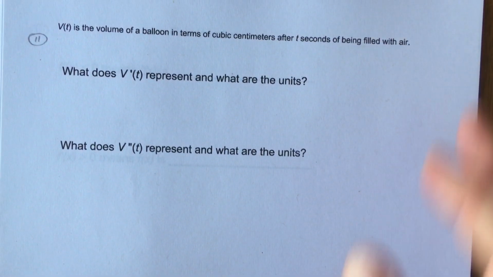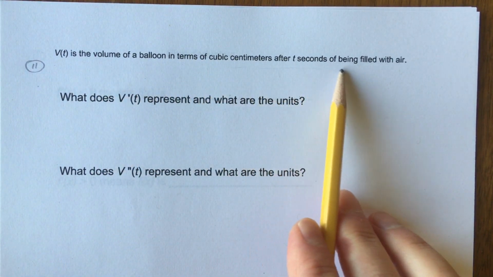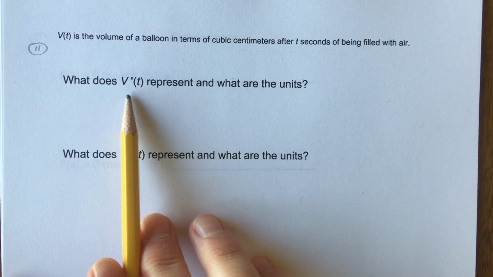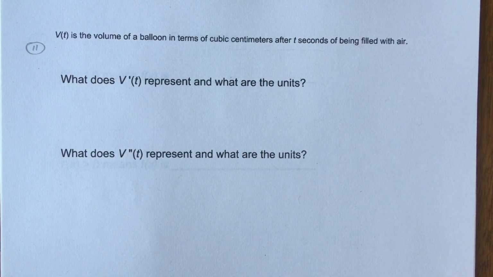Next, we've got V of t is the volume of a balloon in terms of cubic centimeters after being filled with air. I want you to see if you can figure out what V prime and V double prime would represent and what their units would be.